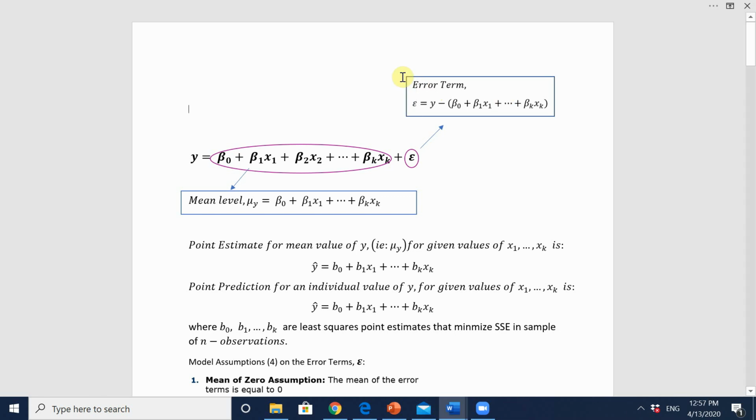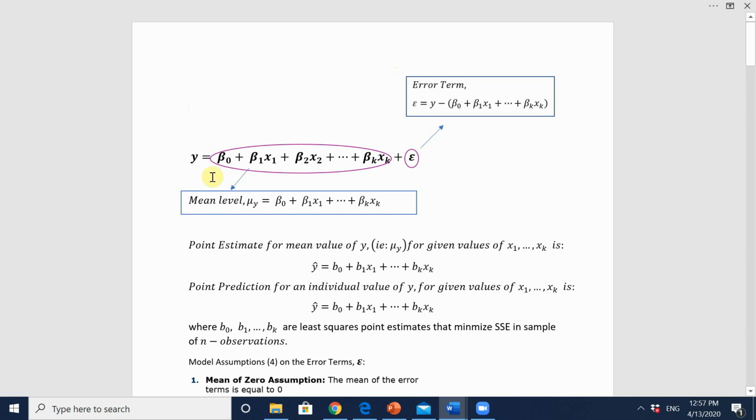Hello everyone. In this video, I'm going to be talking to you about multiple regression models. So when we have regression models that use more than one independent variable to explain or predict a dependent variable, this is called a multiple regression model.